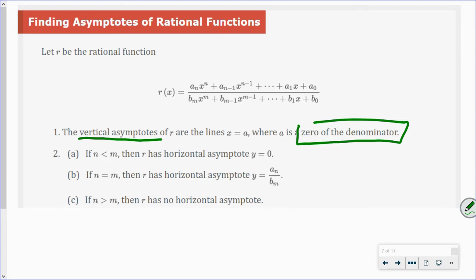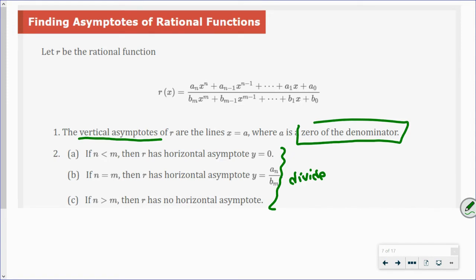Horizontal asymptotes, and I could also throw slant asymptotes in here. All you're going to do is you're actually going to do the division. So divide. And you're going to look at your quotient. Okay, so whatever you have. Not the remainder part, just what comes out at the top.